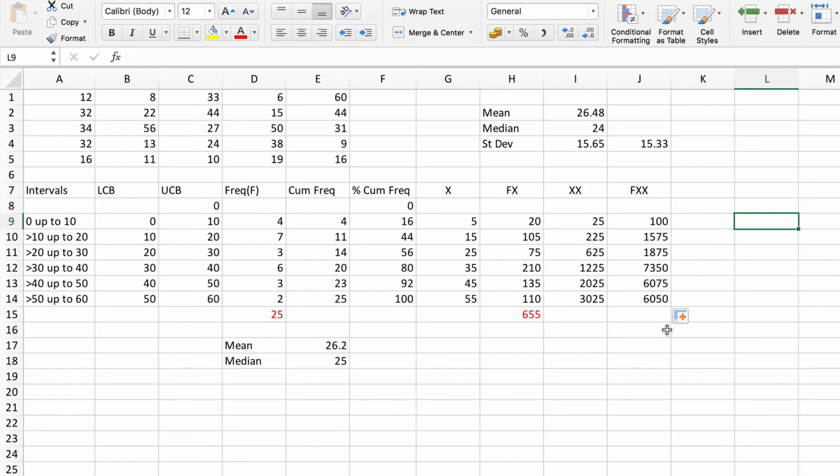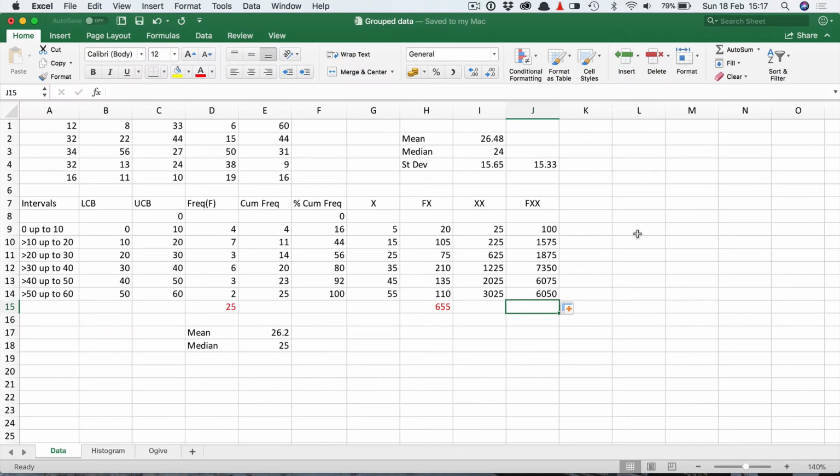So now I need to find the sum of the fx squared values. So let me put that in here. Again, I'm going to use the sum function, but I'm going to put that in quickly using the autosum button, as always. So click up here. It puts the sum function in. It guesses the range that you want. It's correct, so we can enter that. So that's the sum of the fx squared values. So we've now got all the information we need to find firstly the variance and then the standard deviation.